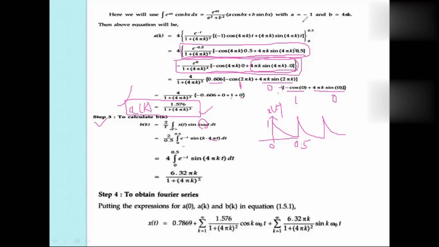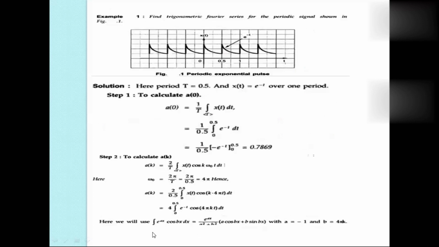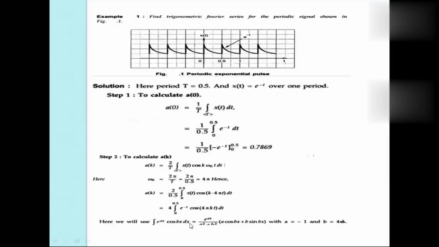Here also, you see, now use this formula, e power ax sine bx. Here it is e power minus t sine bx. Here also a is equal to minus 1, b is equal to 4 pi k. The equation is e power ax sine bx is equal to e power ax by a square plus b square into a sine bx minus b cos bx. The interchange of this one. Okay.